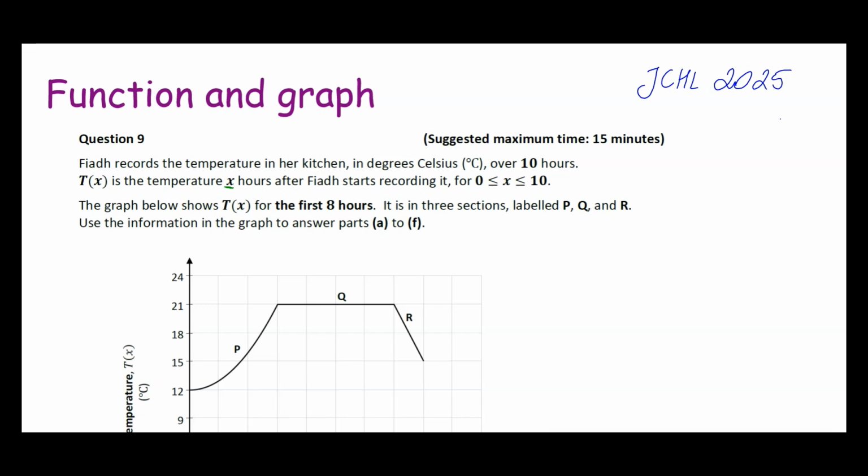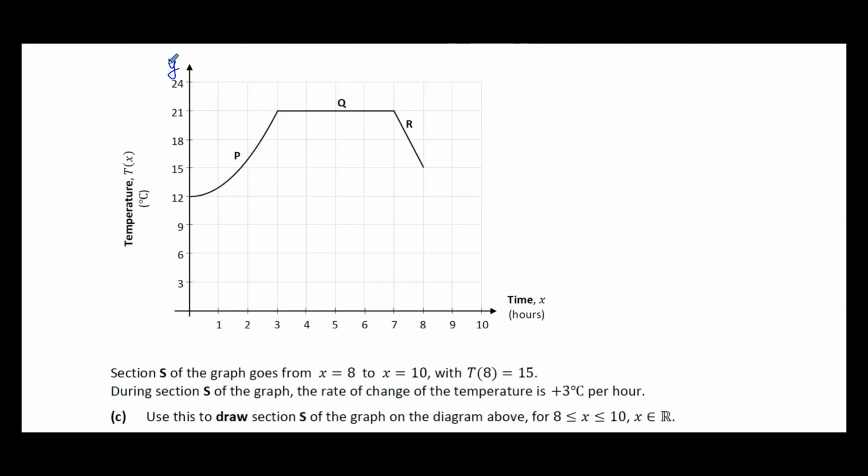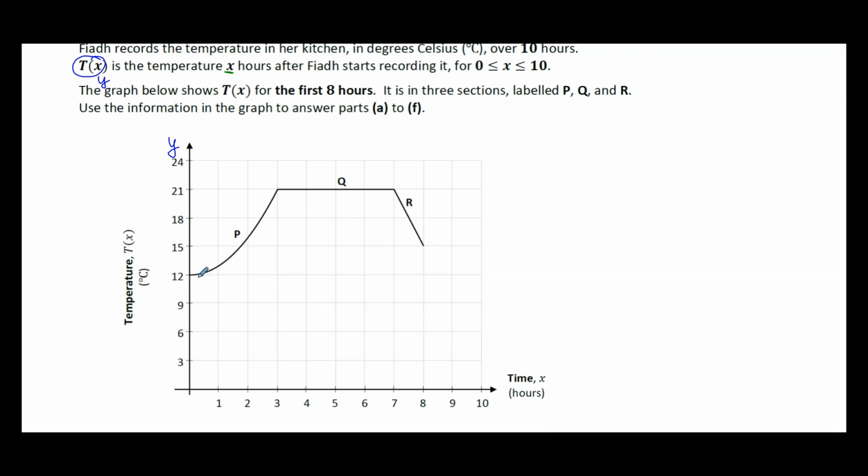Let's have a look at another aspect of the function in a graph. In this question, we're already looking at question 9. Fia is recording the temperature in the kitchen over 10 hours. T means temperature, that's the y-axis, and x is the number of hours, that's the x-axis, and we have part of the graph in different sections.